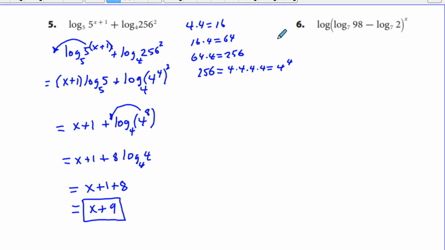Anyway, here we are at number 6, and we have this more complicated looking expression, log base 7 of 98 minus log base 7 of 2 to the power of x. And so we can work this out. When you have the log of something to a power, you can take this exponent out front like this. So we can rewrite this as x times log base 7 of 98 minus log base 7 of 2.